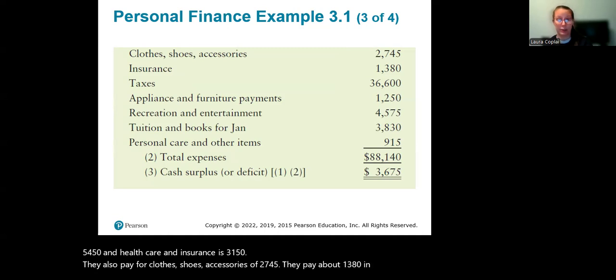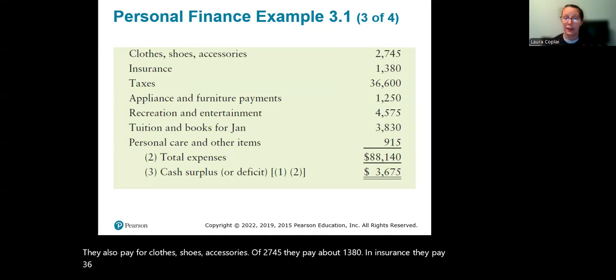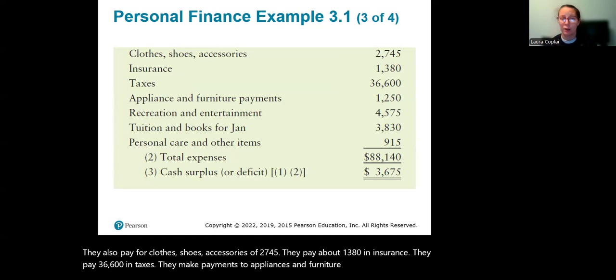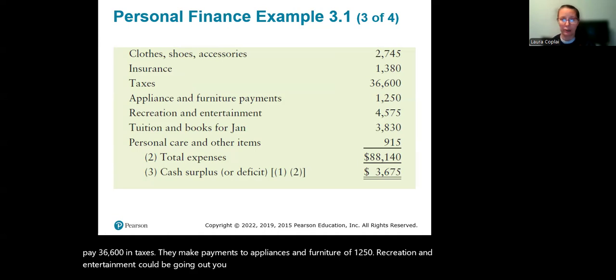They pay $36,600 in taxes. They make payments on appliances and furniture of $12.50. Recreation and entertainment, which could be going out, golfing, whatever else, is $45.75. Tuition and books for Jan cost $38.30, and personal care and other items total $9.15.